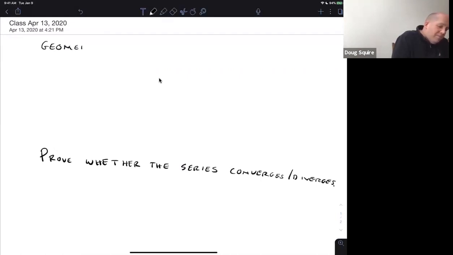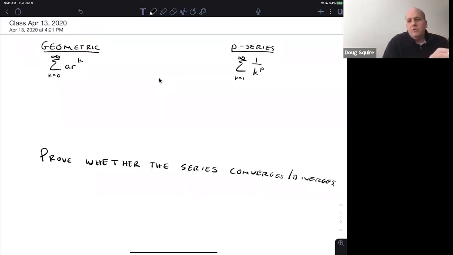So we've got geometric series, and then from the integral test, when you were working the homework, you ended up proving what P series did. Geometric series are series that look like this: the sum k equals 0 to infinity of a r to the k. And a P series is the sum k equals 1 to infinity of 1 over k to the p.